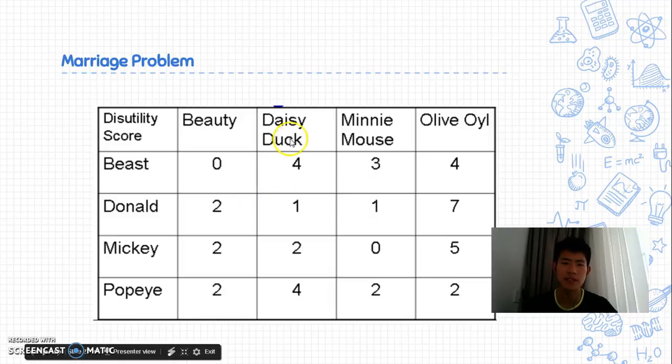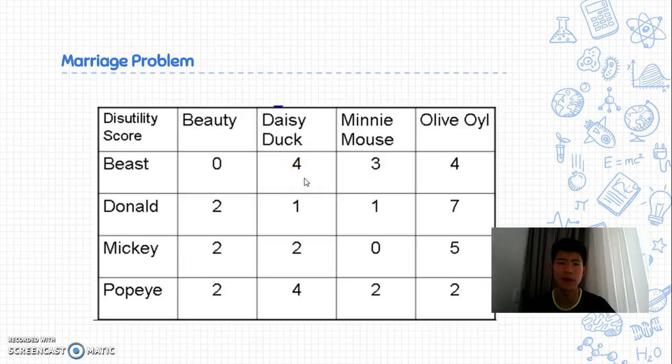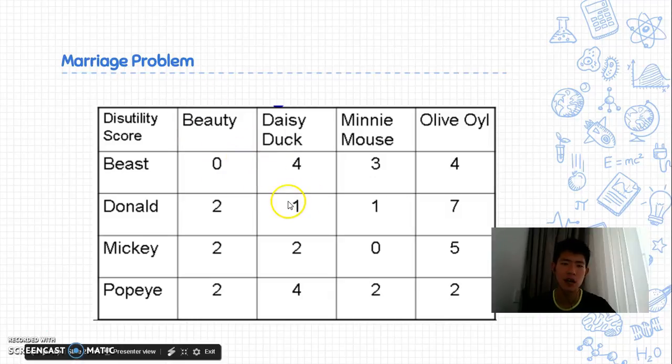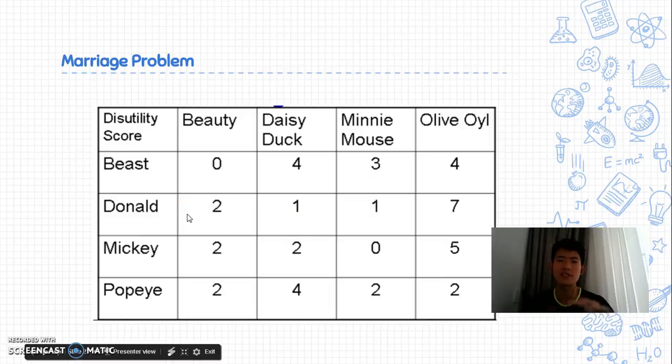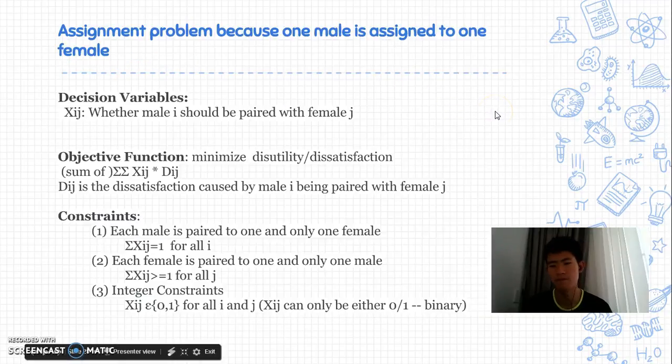If Daisy Duck is with the bees, Daisy Duck will feel very, very sad because she doesn't want to be paired with the bees. So you see here 4. But Daisy Duck with Donald has a sort of okay disutility. Maybe we can pair Daisy Duck with Donald because they are happier than Daisy Duck with the bees. So that's how you read this table. And then keep going on: Mickey, Popeye, Minnie Mouse.